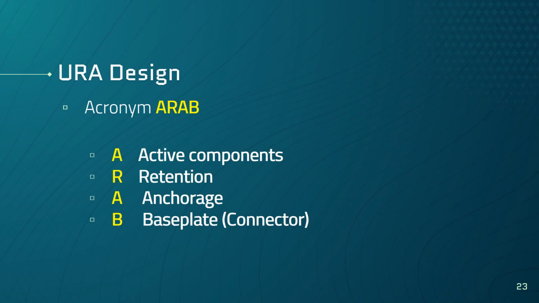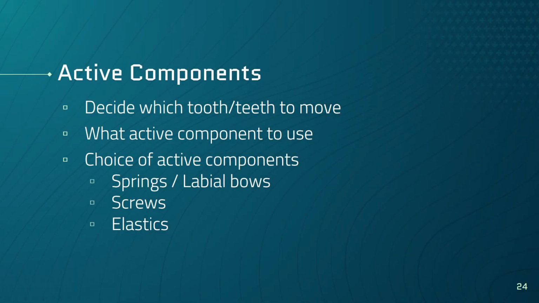Okay, the URA design can be remembered by using an acronym, ARAP. Now, this stands for active components, retention, anchorage, and base plate or connector. Now, let's look at the active components. Before we decide on the active components, we have to decide which tooth or teeth to move, and what active component to use to achieve the movement. The choice of active components is basically three: springs or labial bows, screws, and elastics.